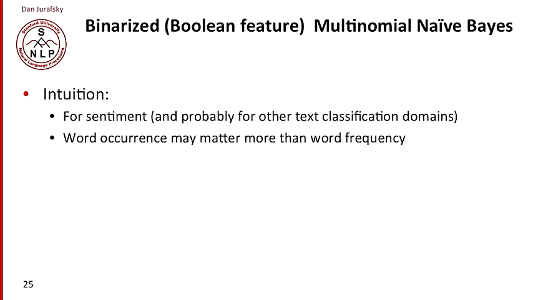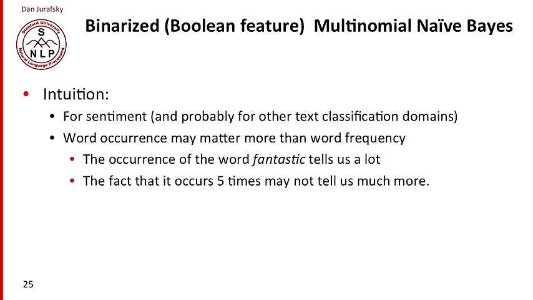For sentiment and other text classification tasks, we often use a slight variant of the naive Bayes algorithm called binarized or Boolean multinomial naive Bayes. And the intuition of this algorithm is that for sentiment and for other text classification tasks, we care more whether a word occurred or not than exactly what its frequency is. So, for example, the occurrence of the word fantastic tells us maybe a lot that we have a positive review. But fantastic occurring 3 times or 5 times may not tell us a lot more than just occurring once.